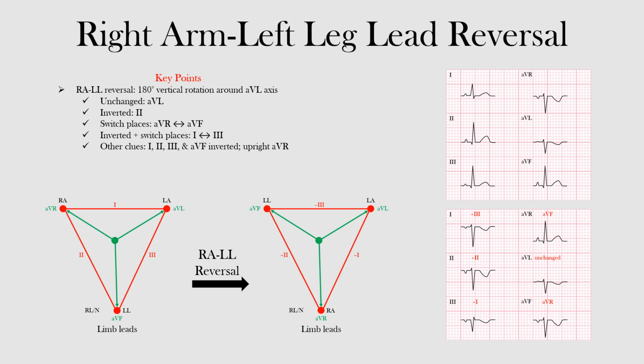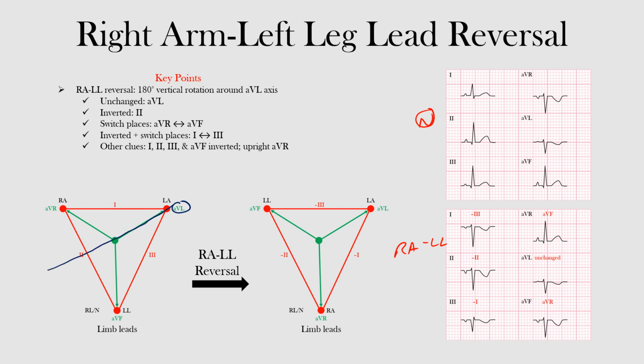In other words, there's a 180 degrees vertical rotation around the AVL axis. So again, this will be our normal EKG, and this is what we see in this right arm, left leg reversal. What we're going around here is AVL. So here's lead AVL, and that will be our focal point that we put everything around.